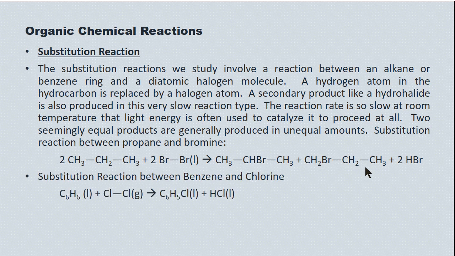Here's another substitution reaction, except it's with a benzene ring. So here we have C6H6 reacting with Cl2. One of the hydrogens comes off and is substituted by one of the chlorine atoms. And that hydrogen that's been removed bonds with the other chlorine atom to produce hydrogen chloride. And we're left with our chlorobenzene as the desired end product.